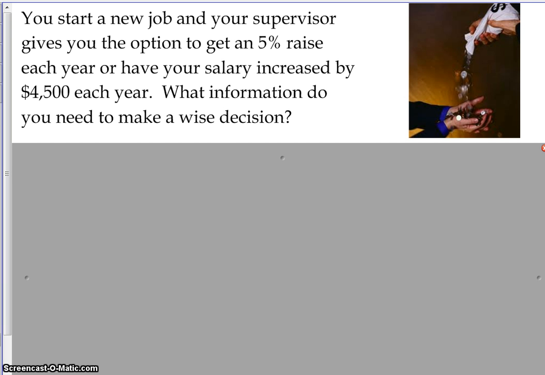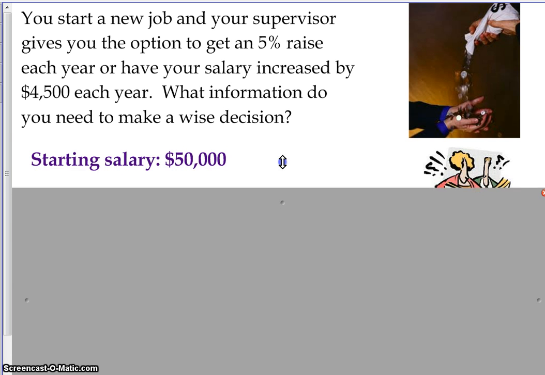Okay, so I want you to think to yourself what information you'd need to solve this problem. I think probably one of the questions you might have is, all right, what's my starting salary? So I'm going to give you a nice high starting salary. Our starting salary is $50,000 for this example.